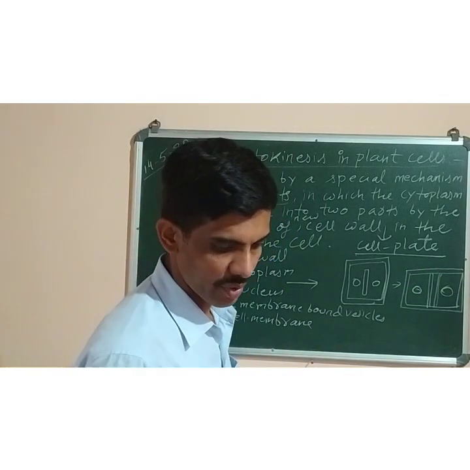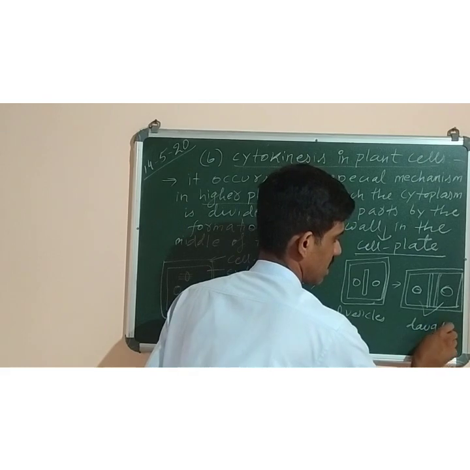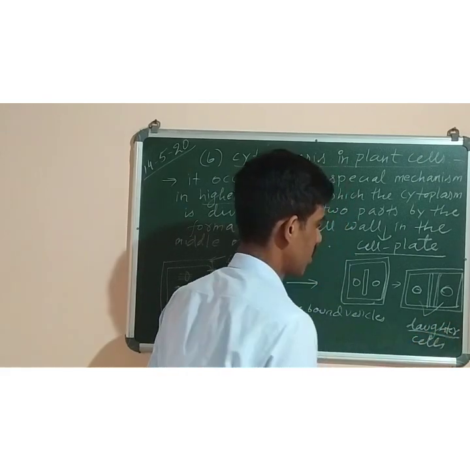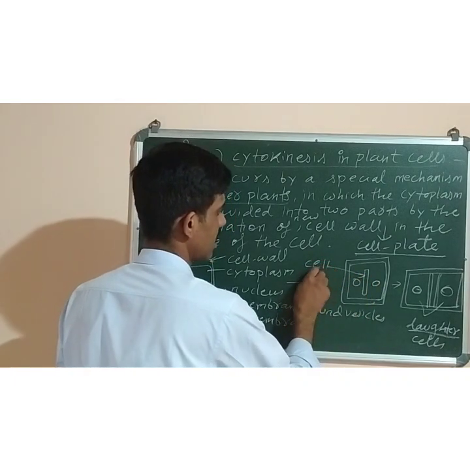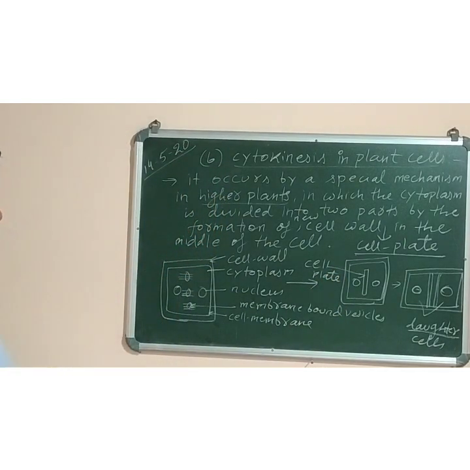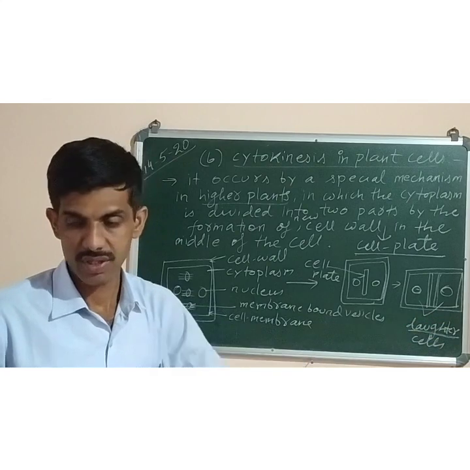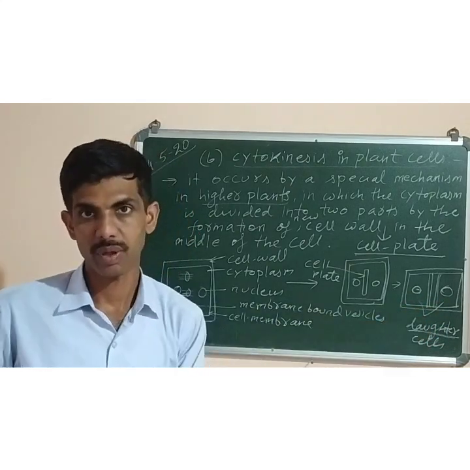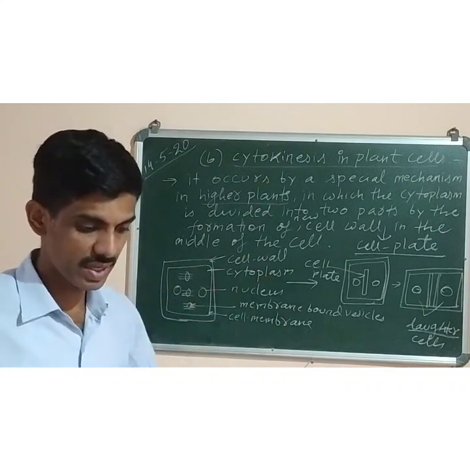Got it? We have two different daughter cells. The newly produced cells are known as daughter cells. This is a cell plate. So if you want to mark it, this one you can write as cell plate. Got it? Just have a look at the diagram. Cell wall, cytoplasm, nucleus, membrane bound vesicles, this one. And cell membrane, already I have said. This structure is called the cell plate, and the newly formed cells with the equal amount of cytoplasm in both of them are known as daughter cells, because from one parent cell two daughter cells are formed.